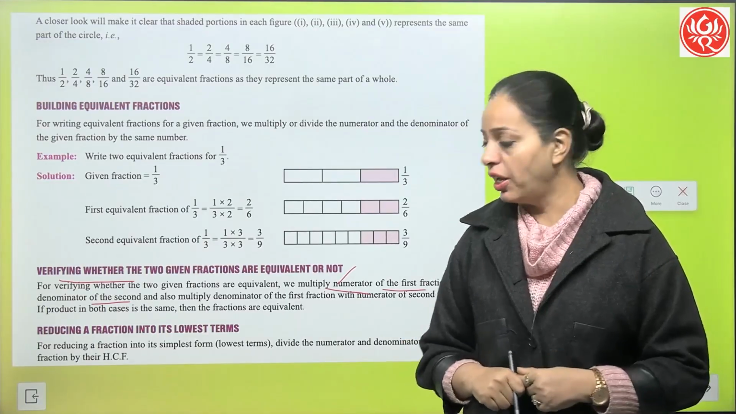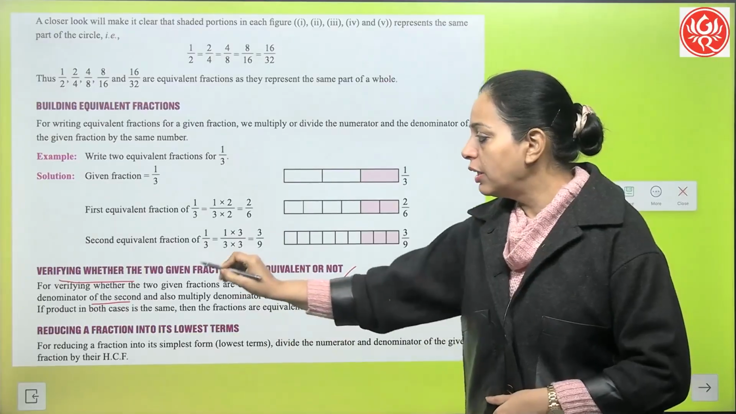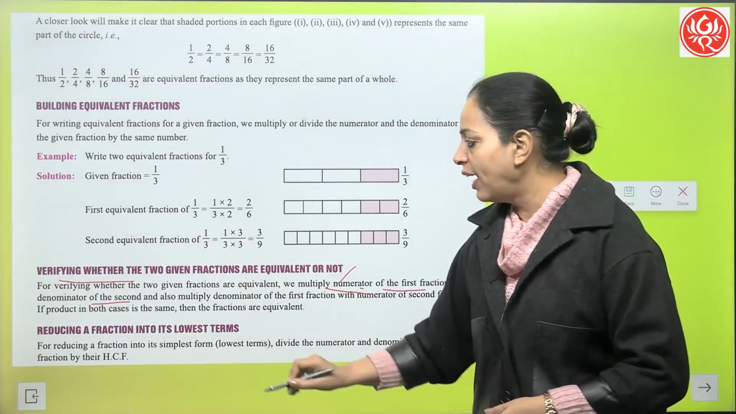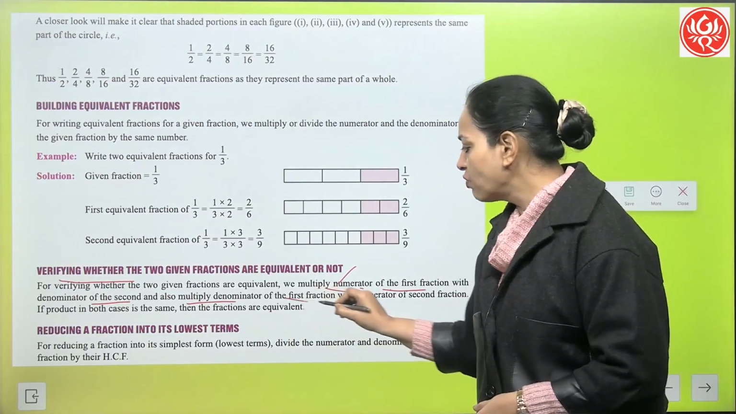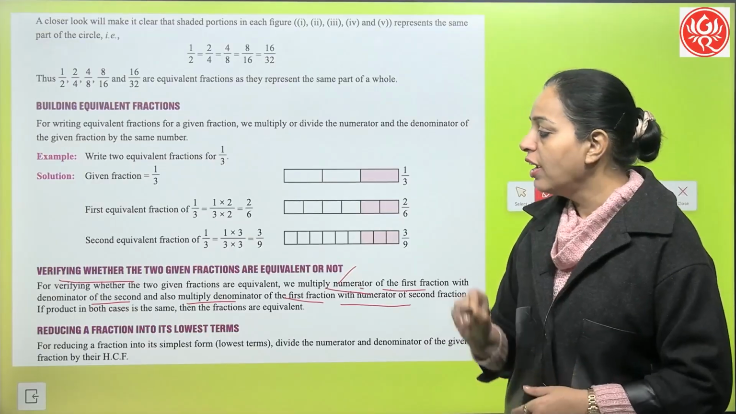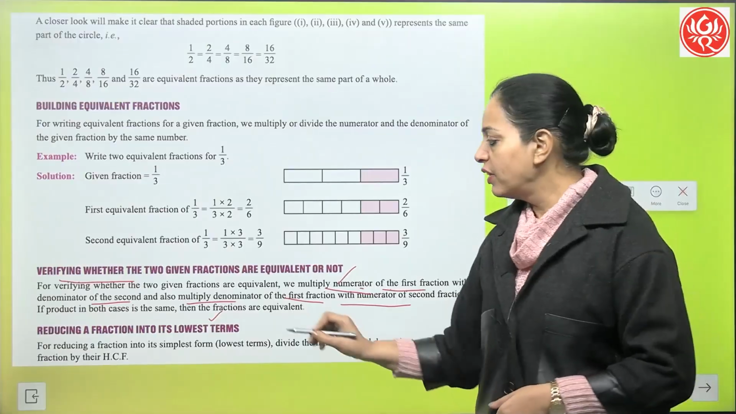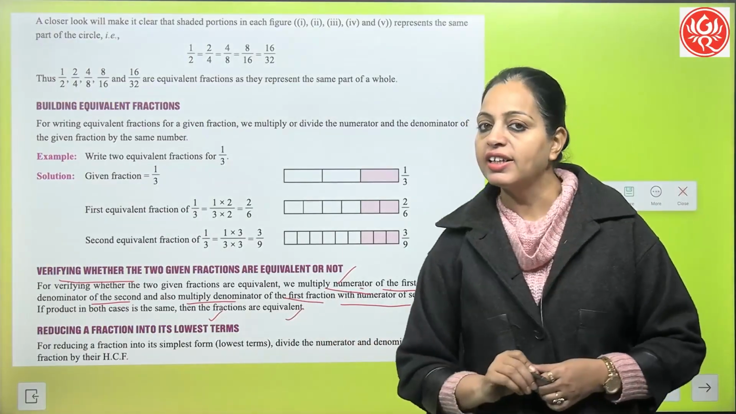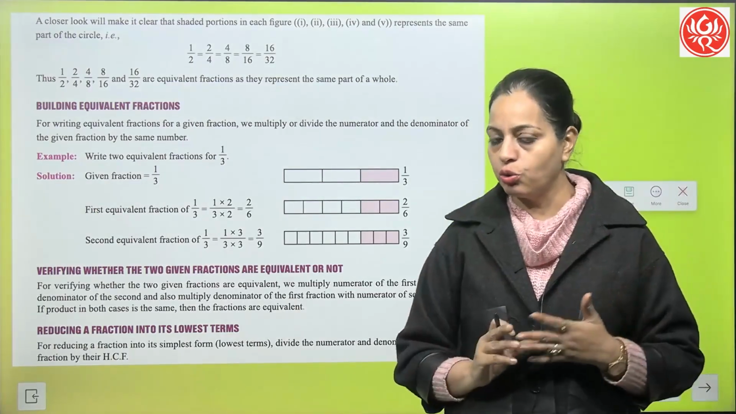So how can we check? We multiply the numerator of the first fraction with the denominator of the second, and also multiply the denominator of the first fraction with the numerator of the second fraction. If the product in both cases is the same, then the fractions are equivalent. Now we will do some examples, it will be clear to you.